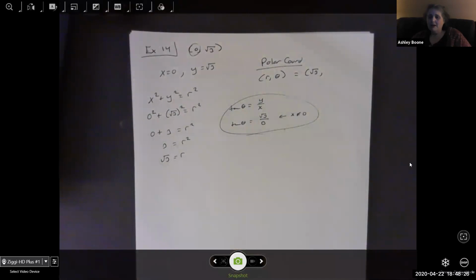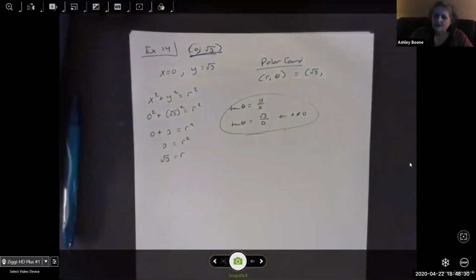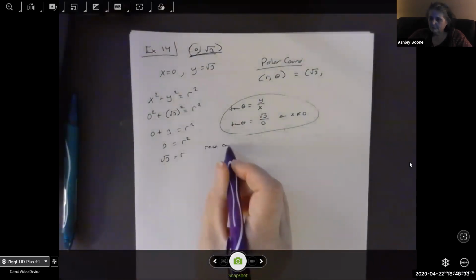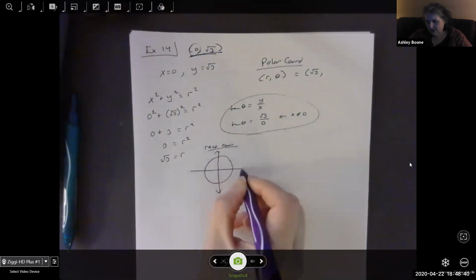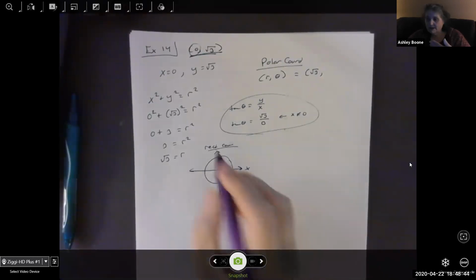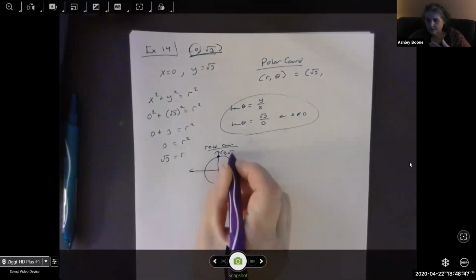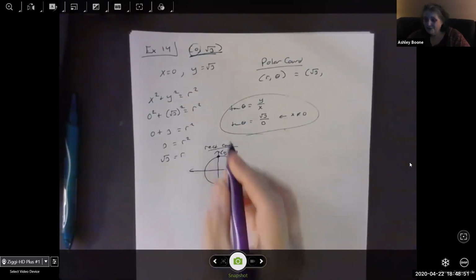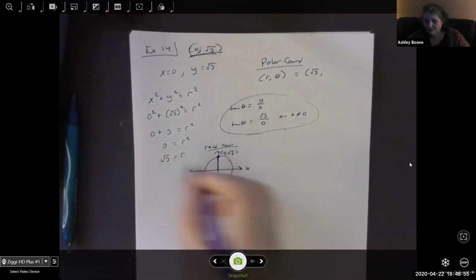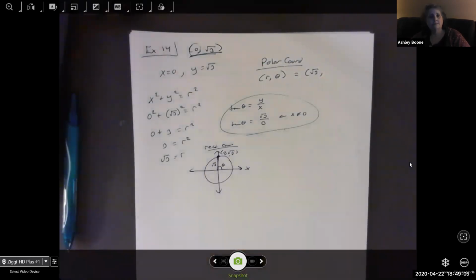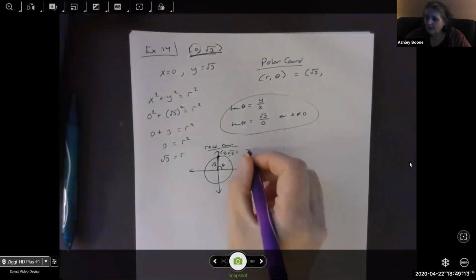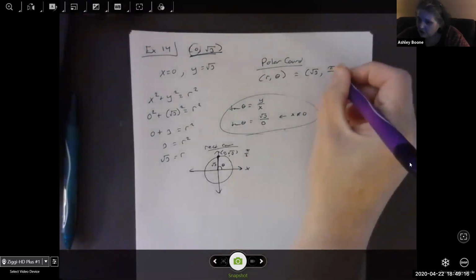But think about what's going on. Think about that point. So if you have a rectangular coordinate, so there's our y-axis, there's our x-axis, okay? If we have the point 0, root 3, the x value is 0, the y value is root 3. Notice we just said radius is root 3. That made sense. From the pole to the point, the distance is square root of 3. What's your angle, theta? If you have a 0 for x and a positive y value, you're at the angle pi over 2.